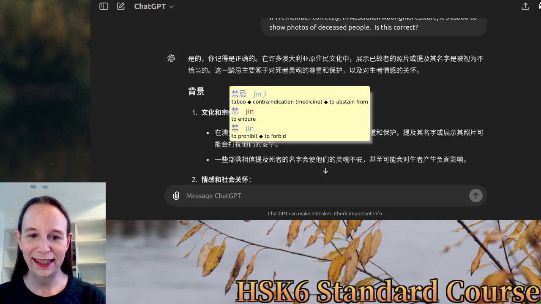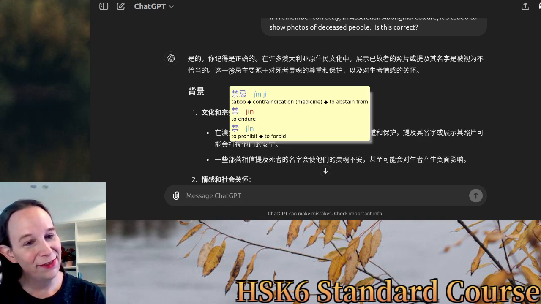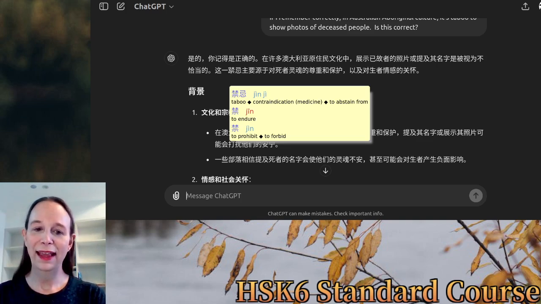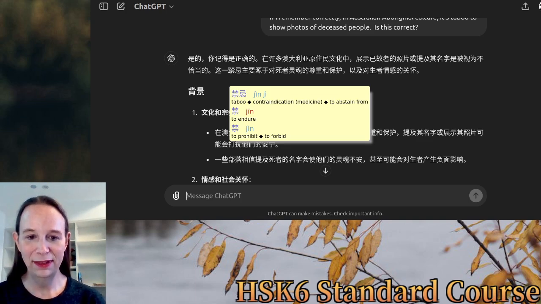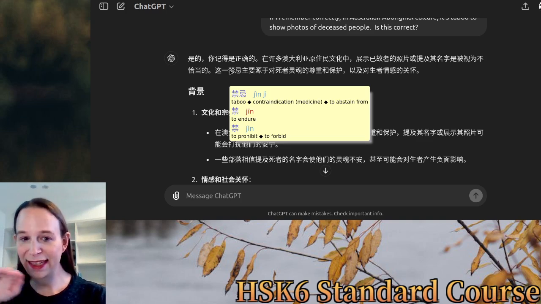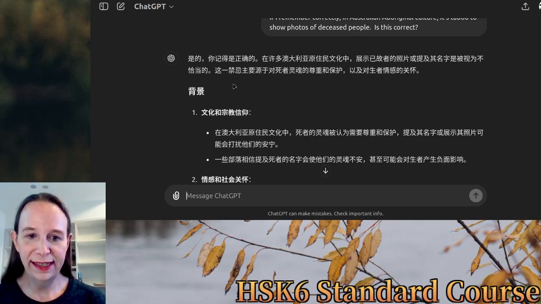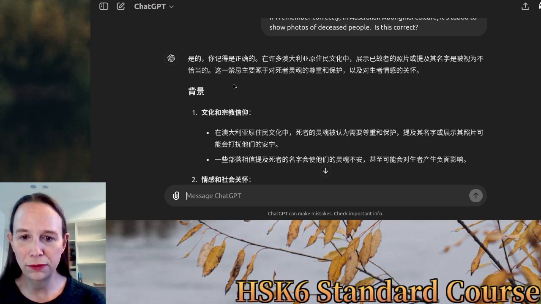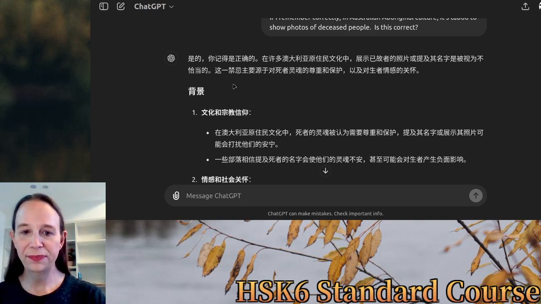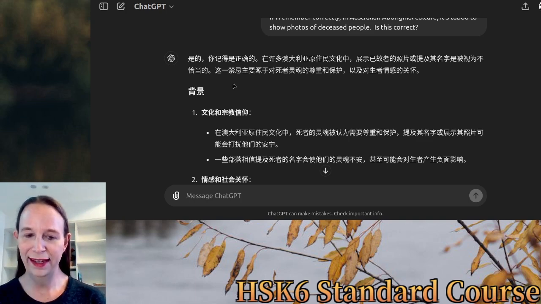But this is 禁忌, which is kind of similar, isn't it? It's both a noun and a verb. 禁忌. 禁 meaning forbidden. It's fourth tone, forbidden. There's also 禁, 不禁的禁. That's another one again. 这一禁忌主要源于对死者灵魂的尊重和保护以及对生者情感的关怀。Yeah, so my understanding is this is considered taboo in Australia.